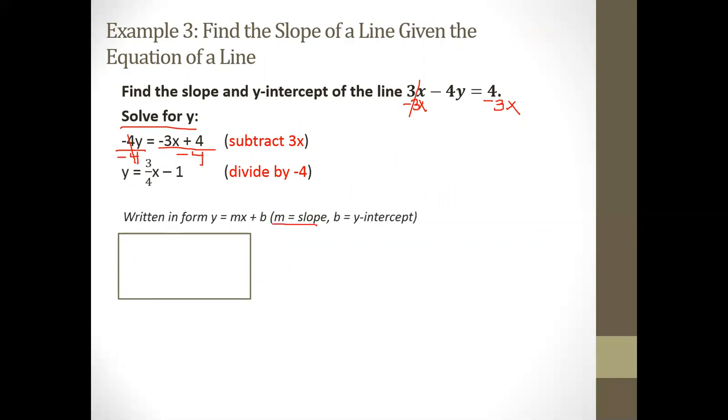Now, we want to write our equation in slope-intercept form. It's already written for us here. We're going to identify the slope and the y-intercept. Our slope in front of the x is 3/4, and our y-intercept behind x is minus 1, or negative 1.